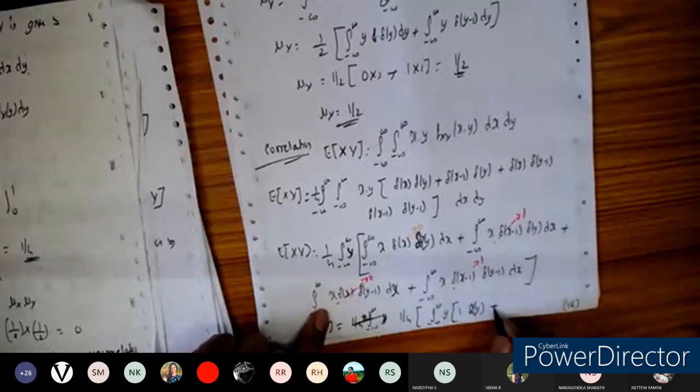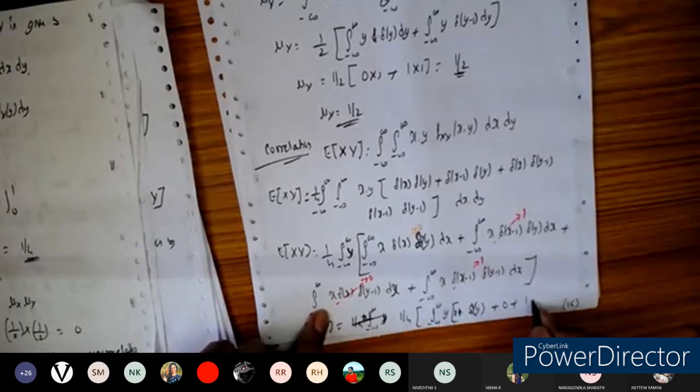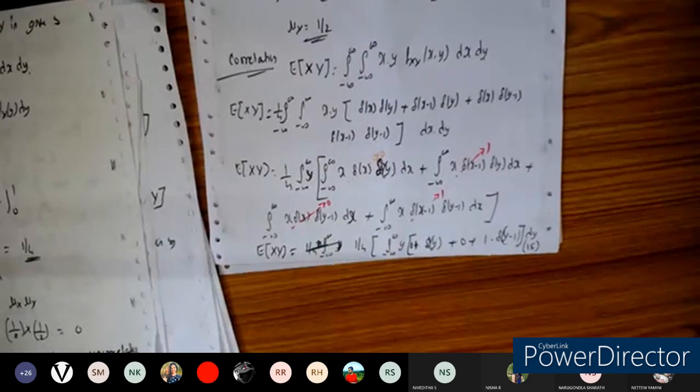So the first one is 0, this is 1, this is 0, plus this will be 1. If you want, you can add a 0 plus. So delta of y, this is 1 into delta of y minus 1 into dy, we will get here.